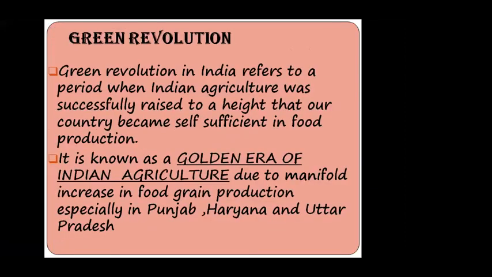Green Revolution in India refers to a period when Indian agriculture was successfully raised to a height that our country became self-sufficient in food production. It is also known as a golden era of Indian agriculture due to manifold increase in food grain production, especially in the states of Punjab, Haryana, and Uttar Pradesh.